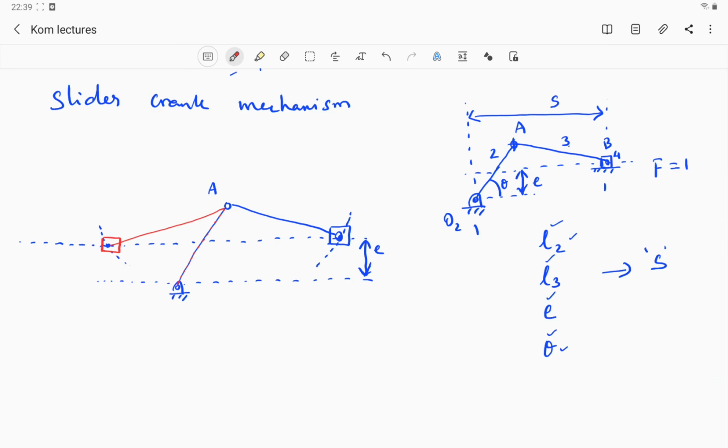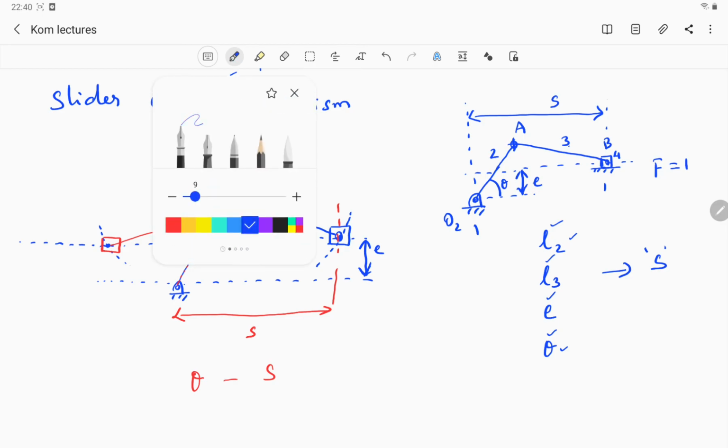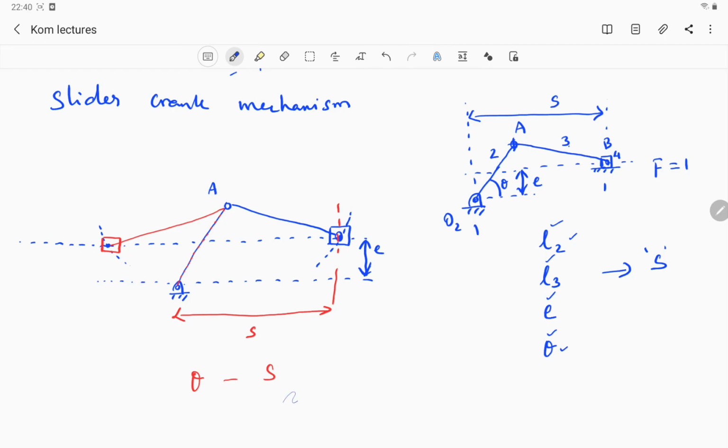So once we construct it, let's say the first solution is the solution which we are expecting. In that case I can identify what is S, which is just this distance S, right? So that's how I can identify S for a given theta.